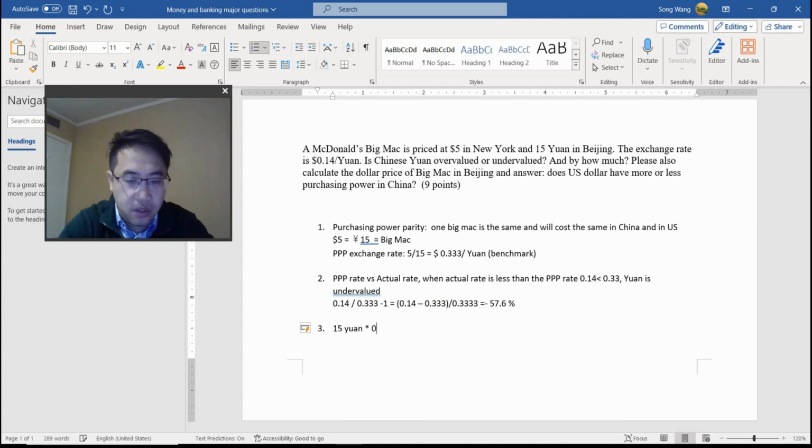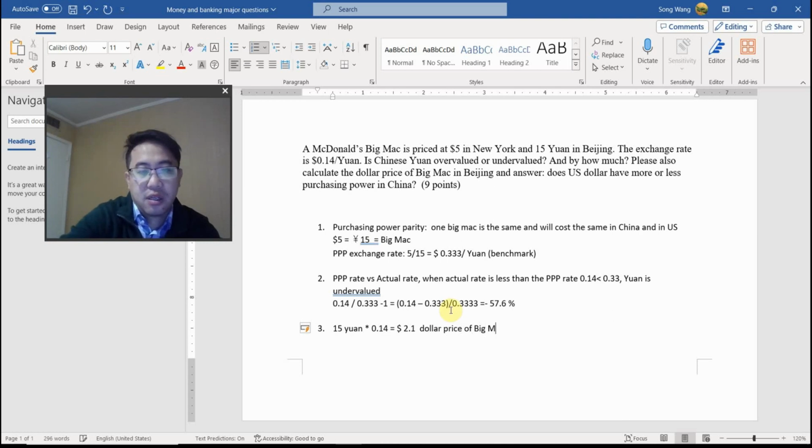So you are going to use the 15 yuan multiplied by the exchange rate. So 15 times 0.14. So that's going to be 2.1 US dollars. All right. So that means you only need to spend $2.1 if you actually travel to China to buy a Big Mac. And that's less than half the price in New York. Okay. So this is the dollar price of a Big Mac in Beijing.